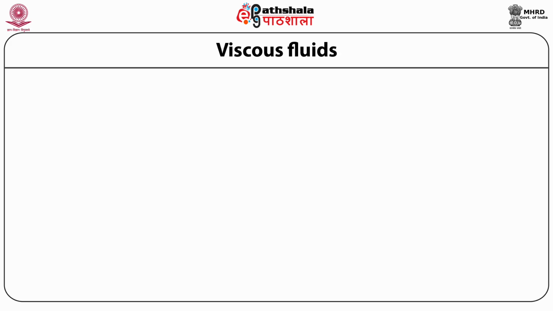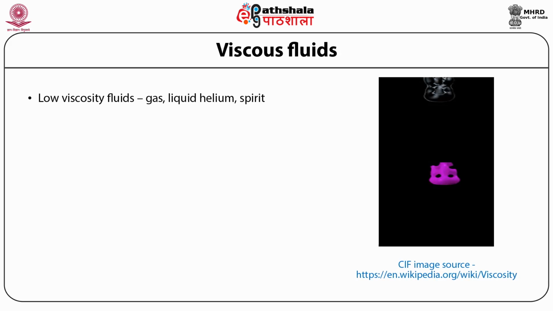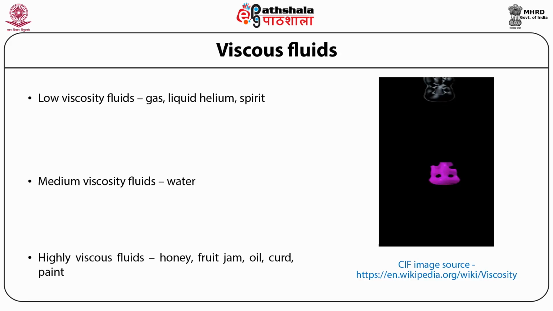So every fluid is viscous, it just depends on the magnitude of the viscosity coefficient. Examples of low viscosity fluids can be gas, liquid helium, spirit, and so on. Some examples of a medium value of the coefficient of viscosity can be water. Other examples of highly viscous fluids can be honey, fruit jam, oil, curd, paint, and so on.